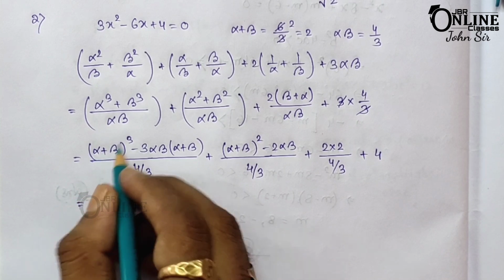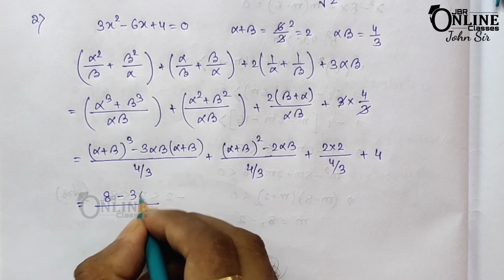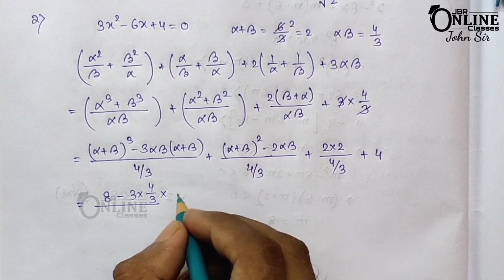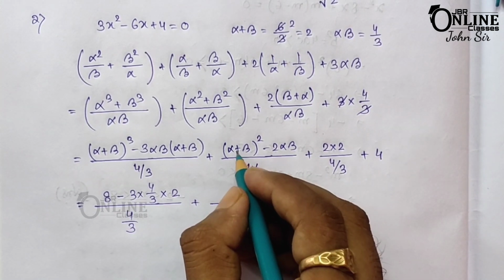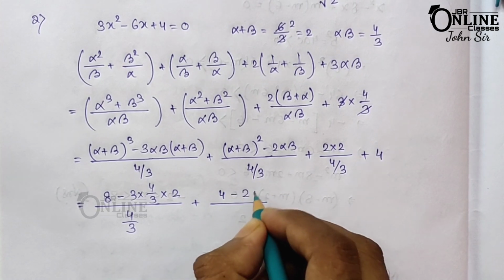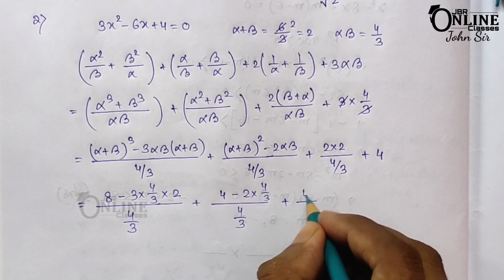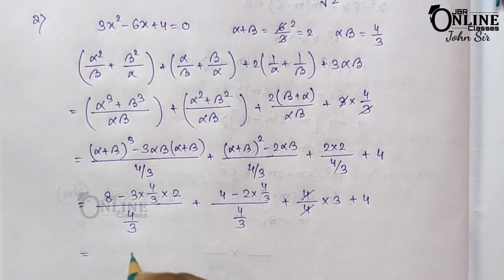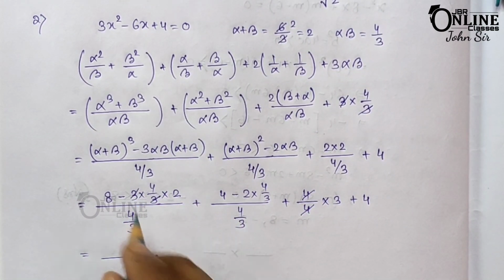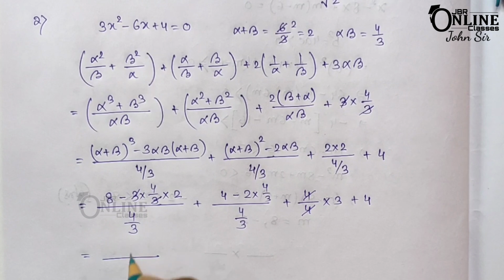So now here alpha plus beta whole cube, that means 2 cube means 8, minus 3 into 4 by 3, and then alpha into beta equal to 4 by 3, plus this one 2 square means 4, minus 2 into 4 by 3 divided by 4 by 3, and here it will be 4 by 4 into 3 plus 4, so 4 cancel out. Now this one, 3 cancel out, so 8 minus 4 into 2, that means 8, so 8 minus 8 it will be 0, so 0 by 4 by 3.